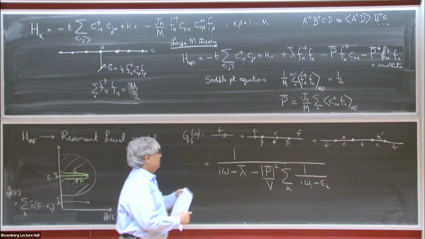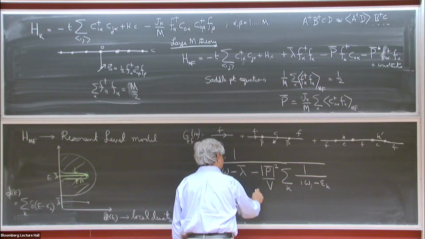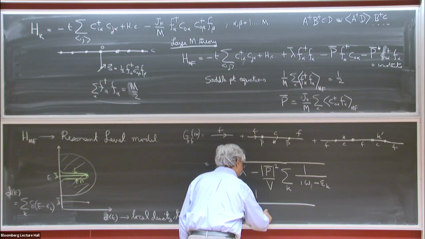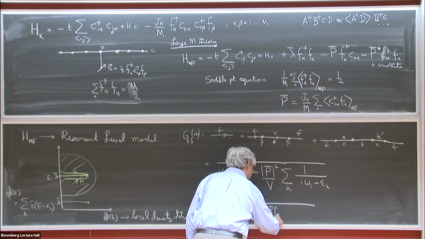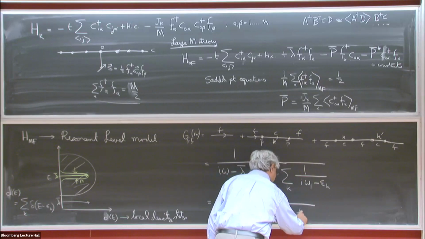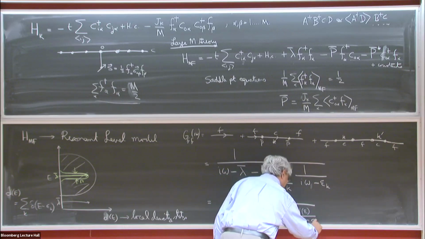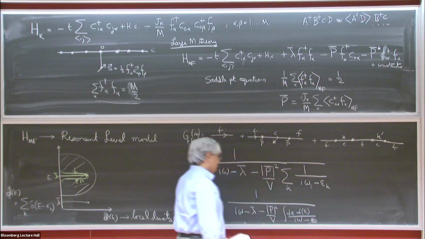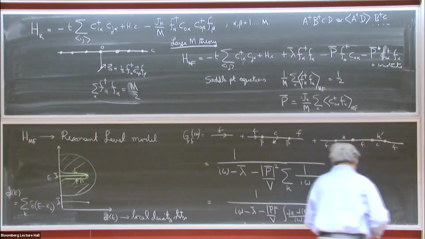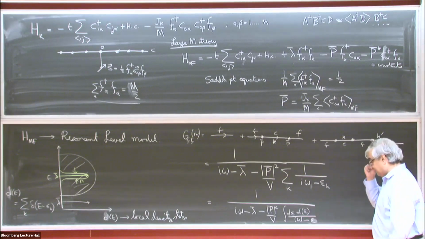Yeah, okay. So now we can convert this sum to an integral and write this as i omega minus lambda bar minus p bar squared over V, times the integral dE d of E over i omega_n minus E. So just the Hilbert transform of the density of states at frequency i omega. Okay. All right, so you can certainly evaluate this if you want to do much better.